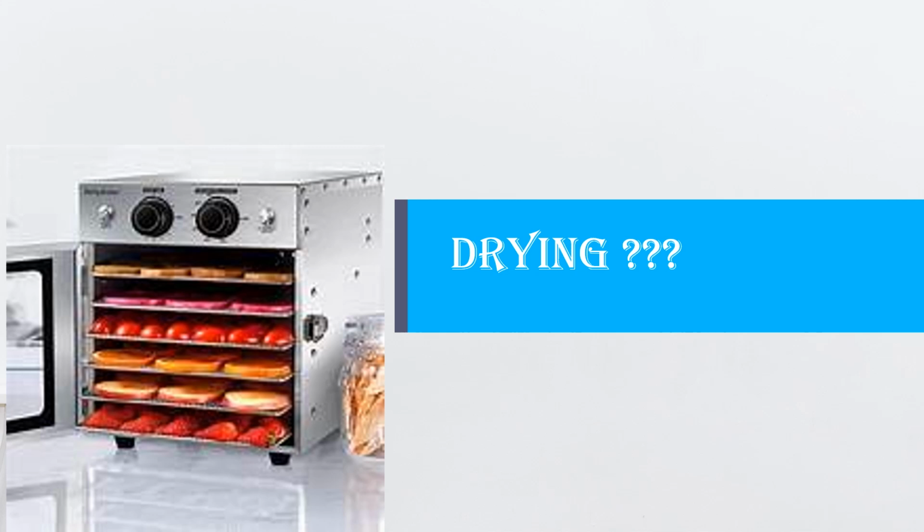So first let's see what's drying. Drying is actually a crucial process in food technology and primarily used to preserve food by removing water, which inhibits microbial growth and enzyme activity that can also lead to spoilage. It also reduces the weight and volume of the food, making it easier to store and transport. In short, drying is nothing but removal of moisture content from the food.